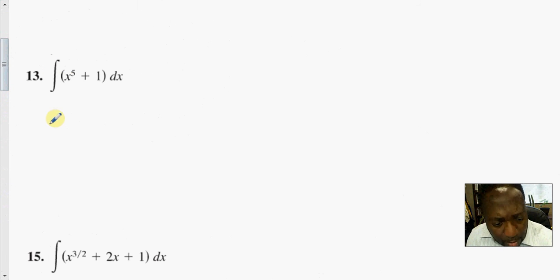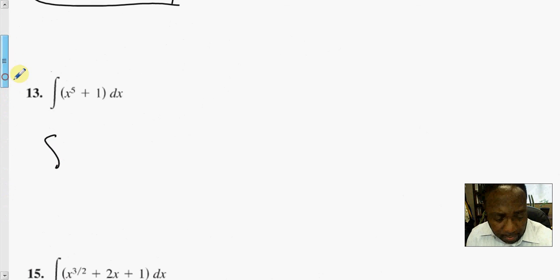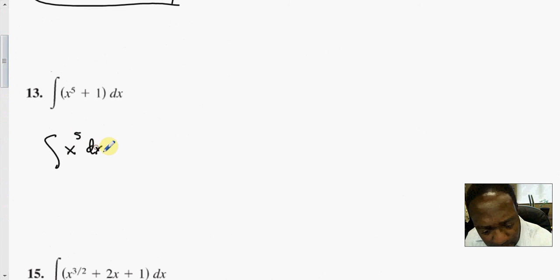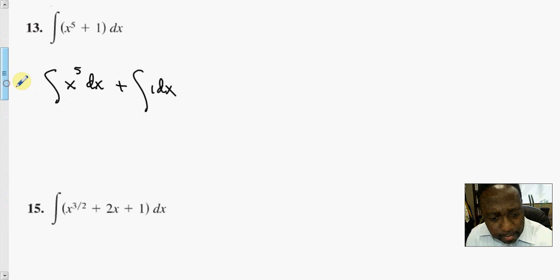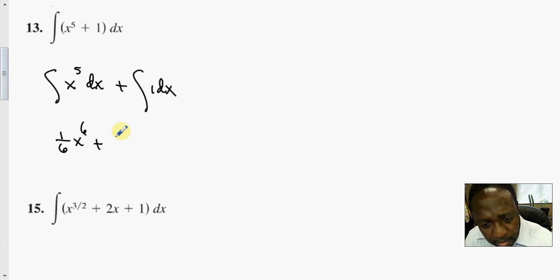We come here, and we can break up the integral into its parts, because integration is said to be linear. So this is 1/6 times x to the 6th plus the integral of 1 dx, which is x, plus a constant c.